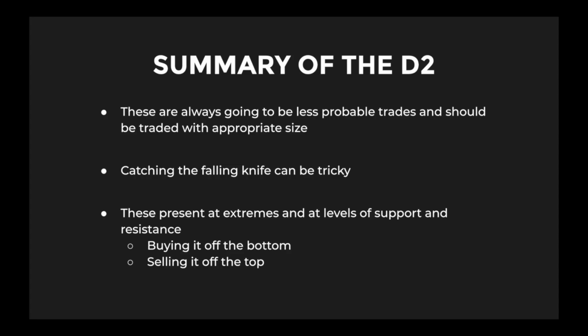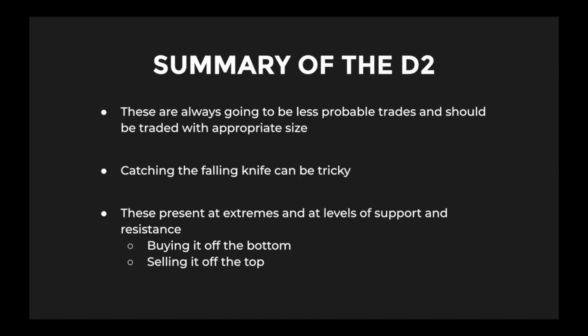I want to summarize the D2 trades for you now so we can really make sure that you understand. These are always going to be less probable trades. I've said that probably 75 times, and that means that they should be traded with appropriate size. Now, in the next chapter, we're going to go over risk management, entry signals, exit signals. The whole thing is going to get summarized. But keep in mind, these D2 trades, in my opinion, should never get more than 1%. The best D2 trade for me will get a 1%, and that's very, very rare because catching the falling knife can be very, very tricky.